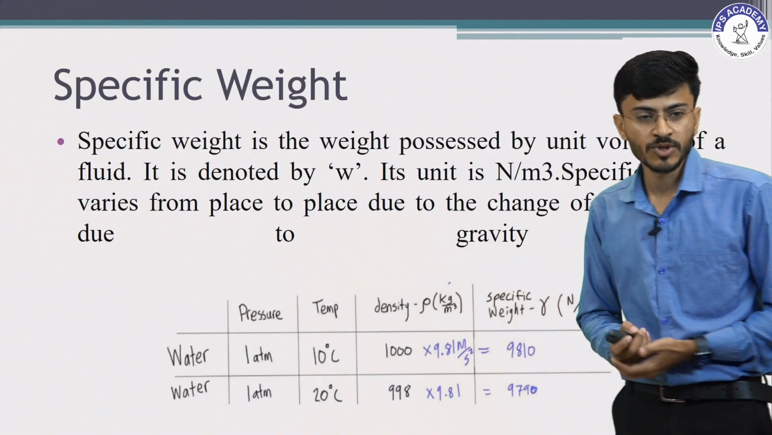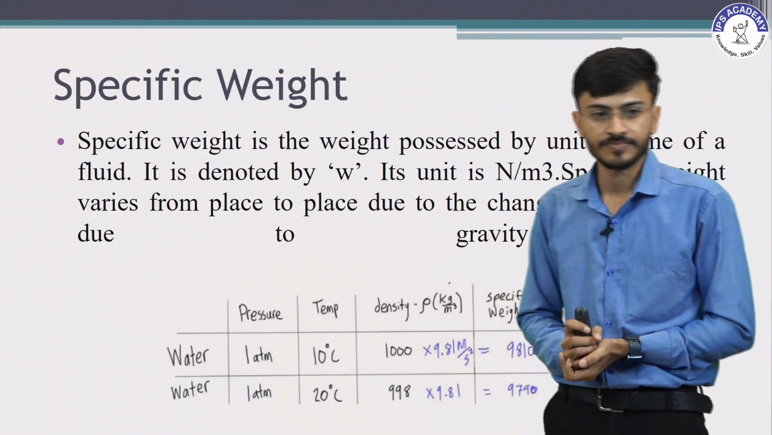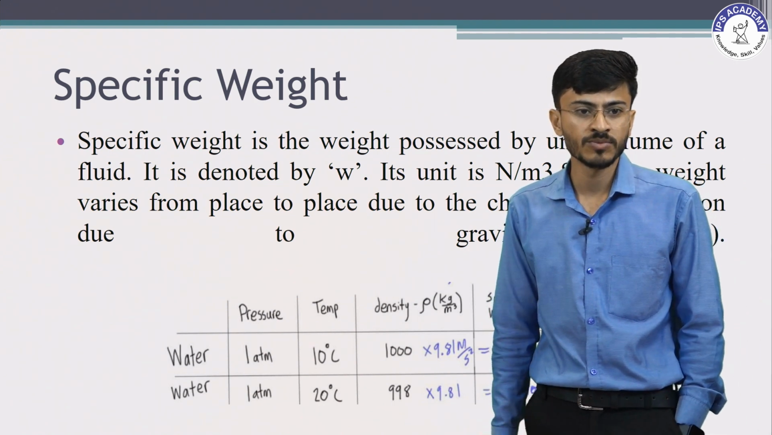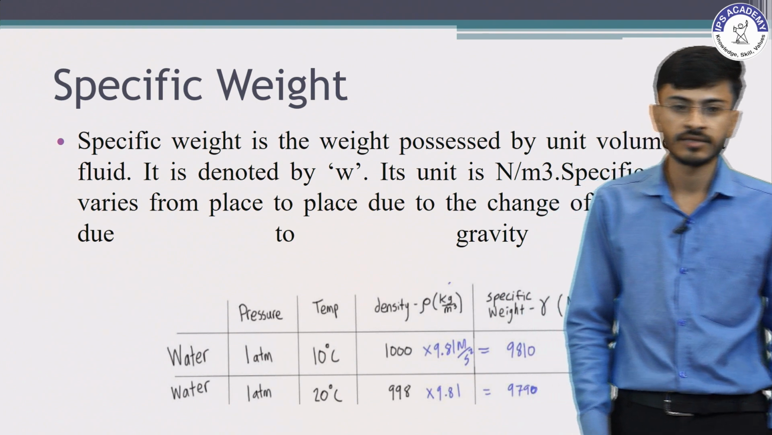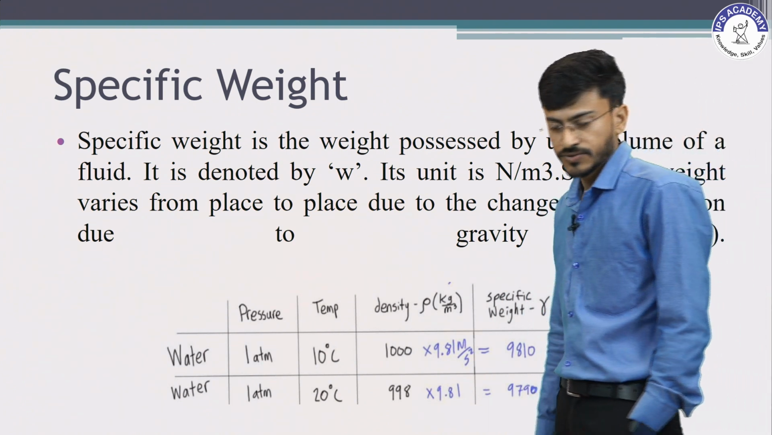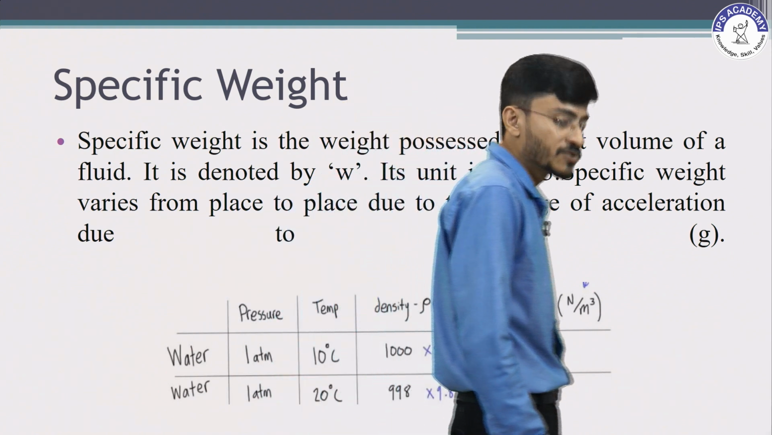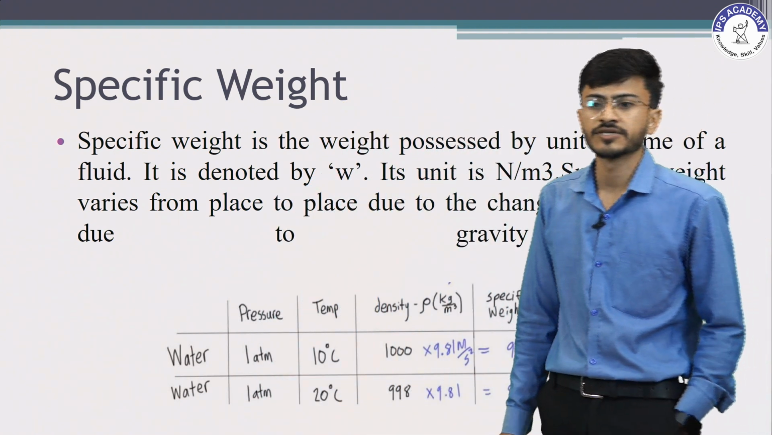Now coming to the next property, specific weight. Specific weight is the weight possessed by the unit volume of a fluid and is denoted by W. Its unit is Newton per meter cube. A specific weight varies from place to place due to the change of acceleration due to gravity.